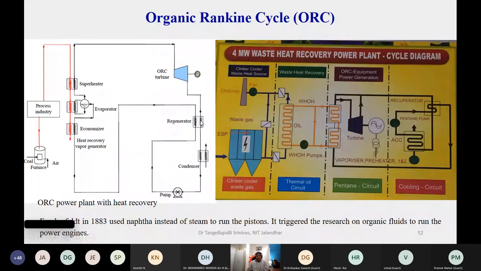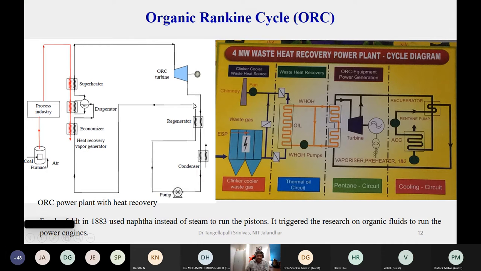You may see one additional component in addition to these four, that is the regenerator. In the steam Rankine cycle, we do not use any regenerator at the exit of the turbine. But here, at the exit of this turbine, the temperature is still quite high. Do you know the exit temperature from the steam turbine? It's around 45 to 50 degrees. But here, the exit temperature is more than 75 degrees centigrade. On average, I am saying that it will change from fluid to fluid, and as per the turbine inlet temperature also it will change. But generally, it is more than 75 degrees.